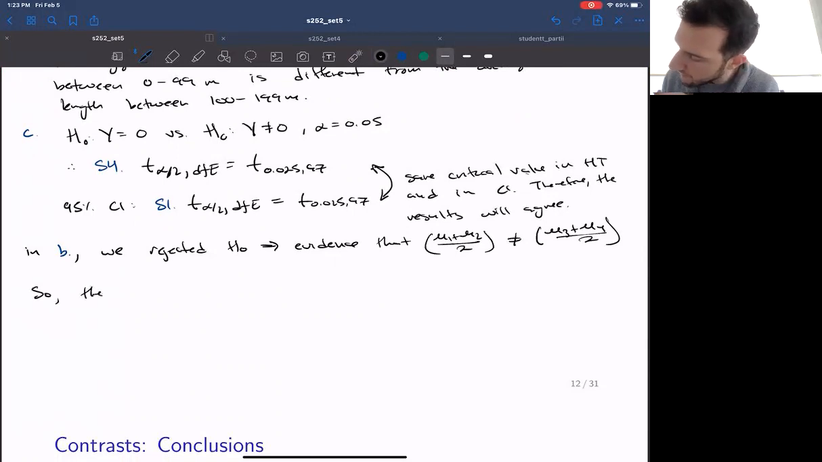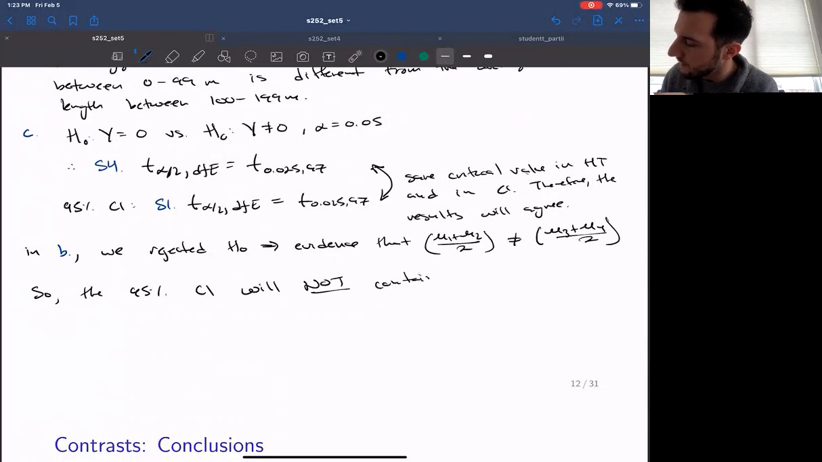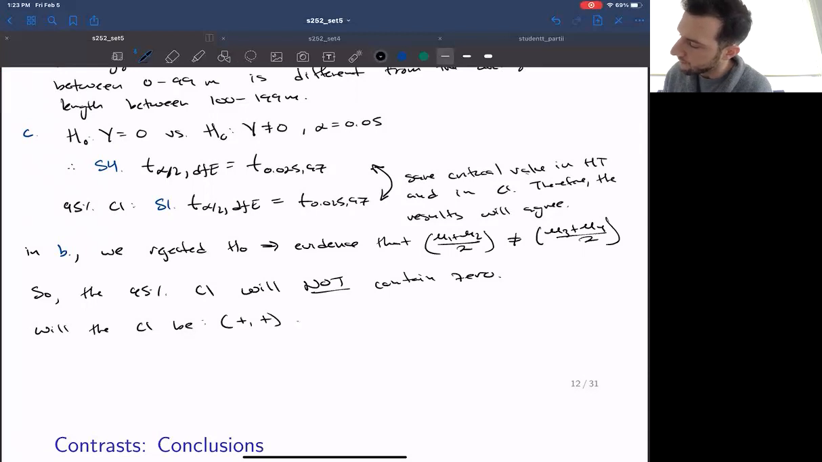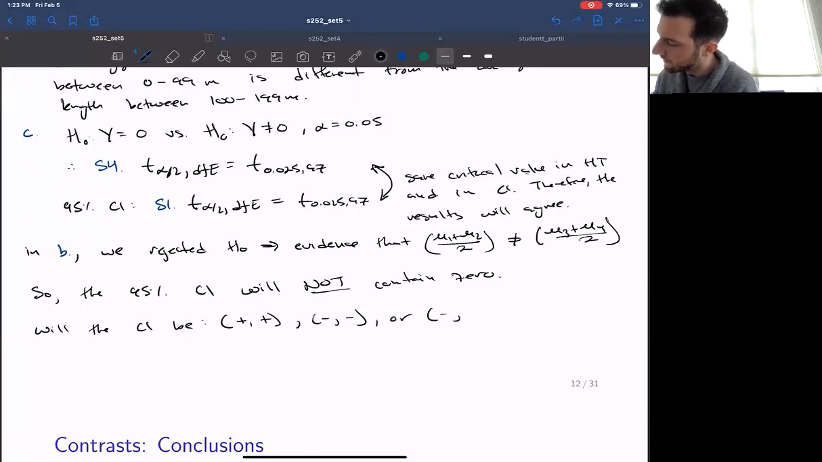So the 95% CI will not contain 0. Okay, which is the correct answer that was given. Now the question is, will the CI be a plus and a plus, a negative and a negative, or negative plus? Okay, it can't be negative plus because it doesn't contain 0.